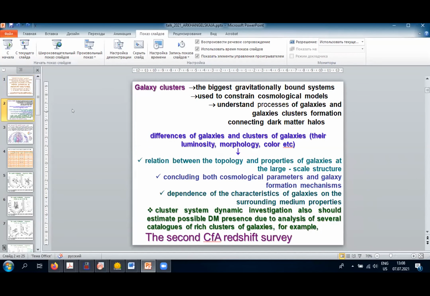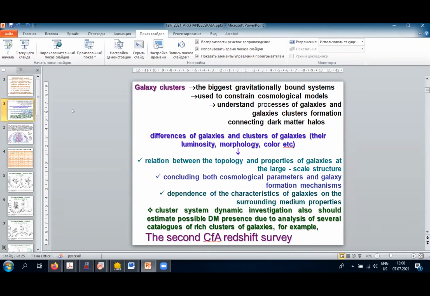Clusters of galaxies reveal an independent approach to the problems related to the distribution of matter in various redshift ranges. Galaxy clusters are the biggest gravitationally bound systems. It is possible to use such systems to constrain cosmological models and to understand the process of galaxy and galaxy cluster formation connected with dark matter halos.